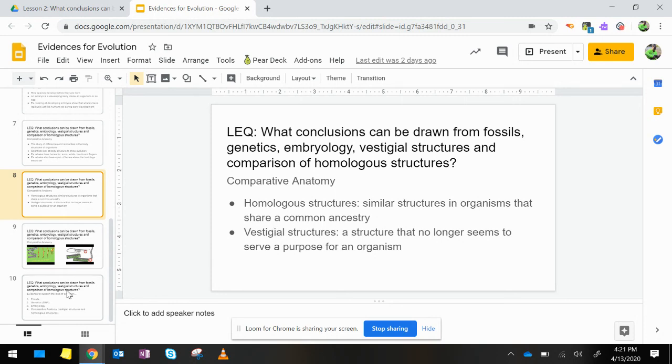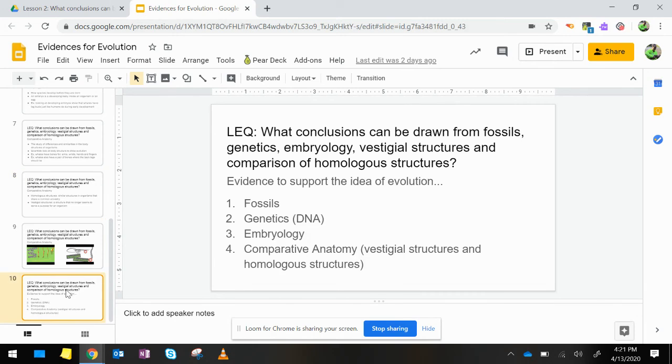So we have similar structures like the bones in the arms and the wings and the fins of whales and bats and humans. Remember, if you have any questions with anything, office hours are from 1 to 2.